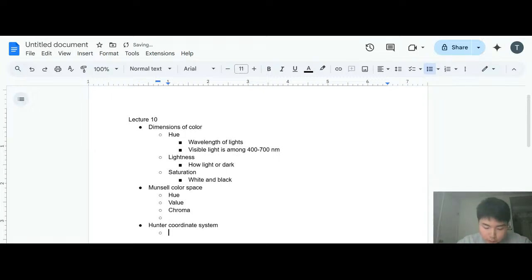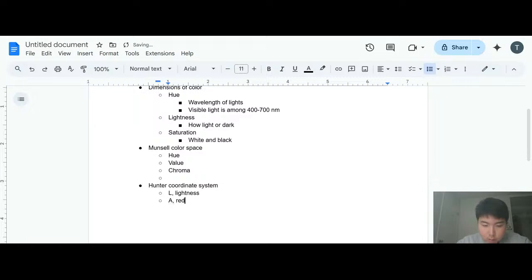It's specifically L means lightness, how bright the lightness is, and A means red to green as usual, and B is yellow to blue. Maybe it's important.